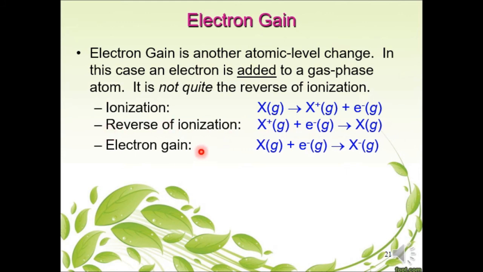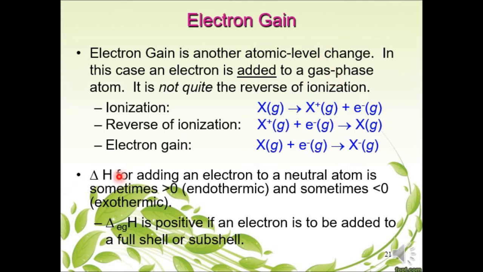But then electron gain is this. You have the neutral atom, add an electron, you get a negative ion. But in the reverse of ionization just now, you didn't see any negative X here. Although based on the definition it seems that way, it's actually not.